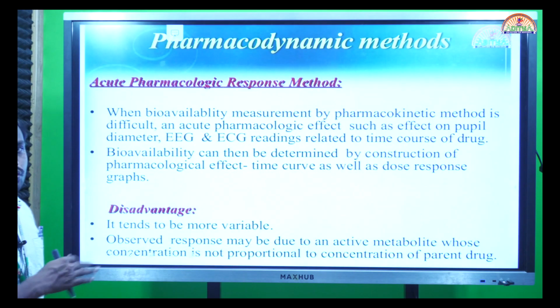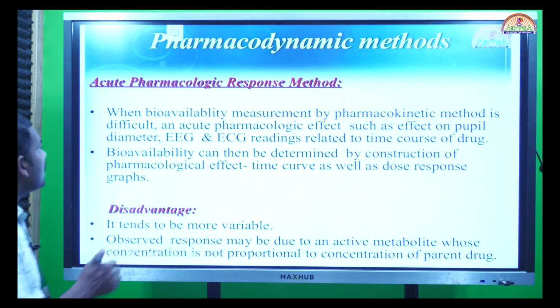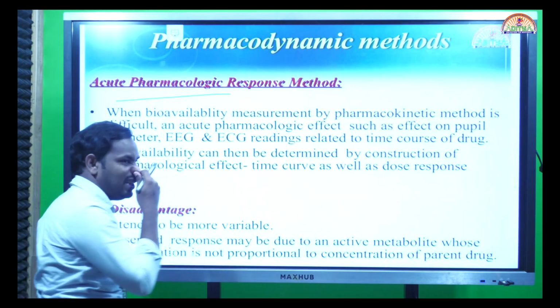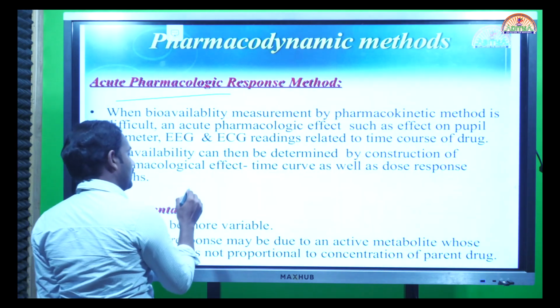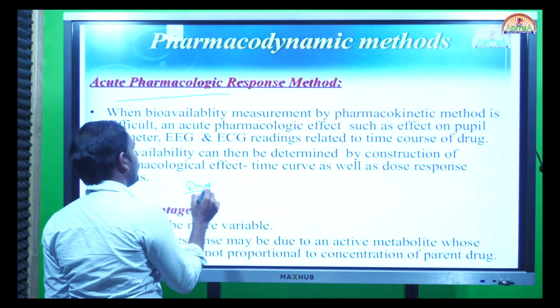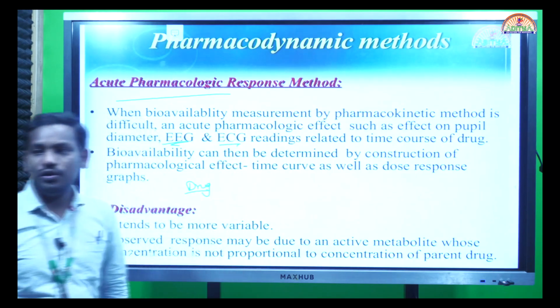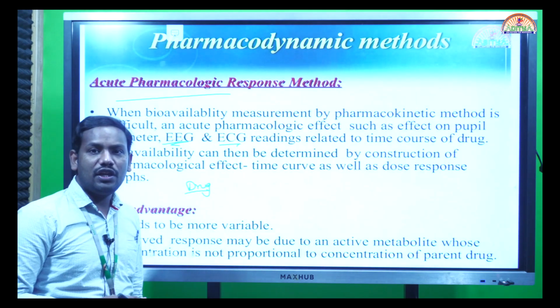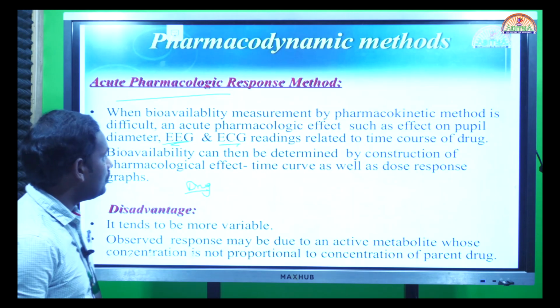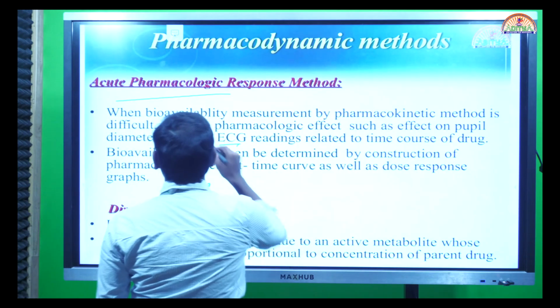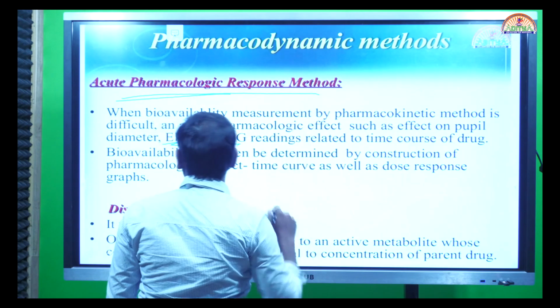These two previous methods, plasma level concentration or urinary excretion data, are pharmacokinetic methods. How can you estimate these drugs in pharmacodynamic models? We can use acute pharmacological response. That means suppose our drug has an acute response, for example it can change the EEG value or it can change the ECG value, so that is an acute response. Such an acute response can be identified by using this acute pharmacological response method.